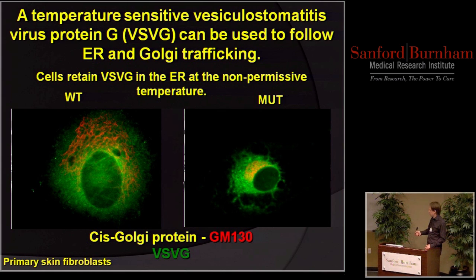So we did a VSVG-GFP transport assay. This protein is a temperature-sensitive mutant, which, when cells are grown at a non-permissive temperature, like 40 degrees, gets stuck in the ER and will not move to the Golgi. This is what you could see in the infected cells of both the wild type and the mutant. And you can see that there is the Golgi marker G130. There's no overlap with the green signal of the green fluorescent labeled VSVG.